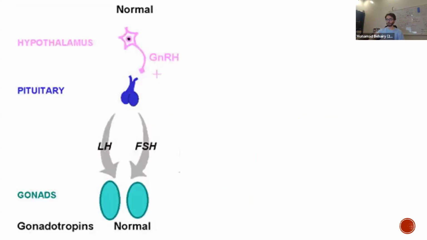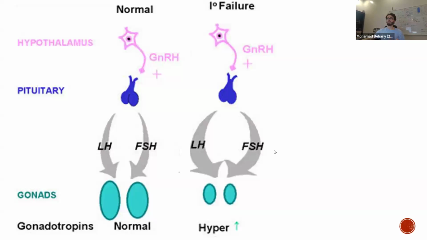Okay, now let's talk about things that are not caused by enzymes, but are caused by the organs themselves, for example the testes or the hypothalamus and so on. Let's start with the normal case. We have the hypothalamus giving GnRH, the pituitary giving LH or FSH, with the testes giving the testosterone. This is the normal case. Okay, what happens in a primary failure? Primary means the issue is with the last organ, which is the testes.